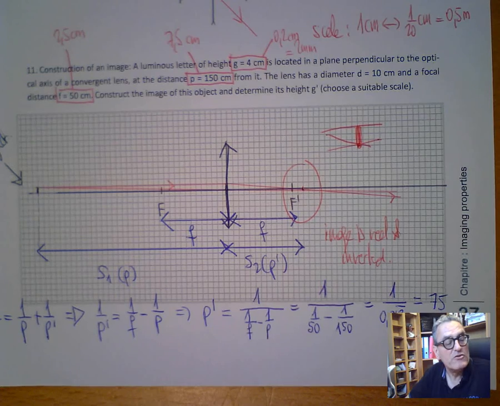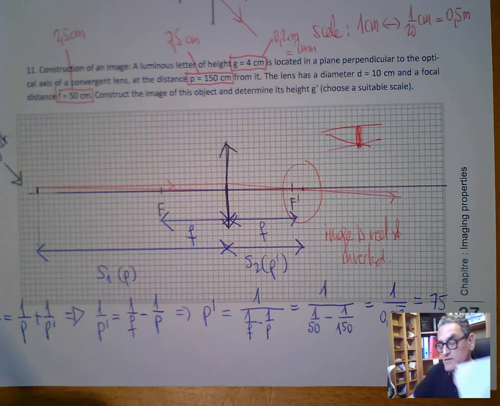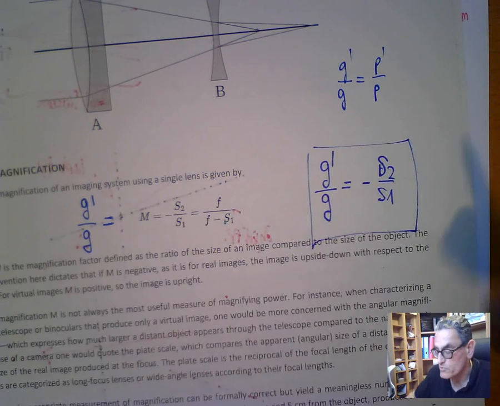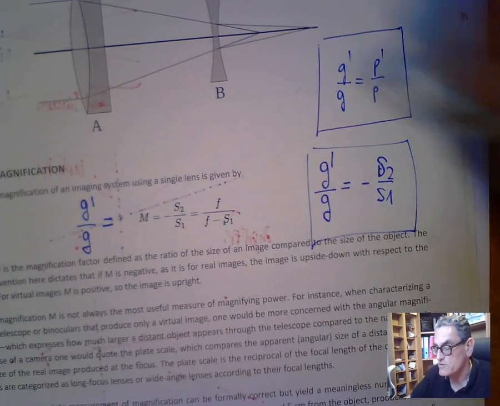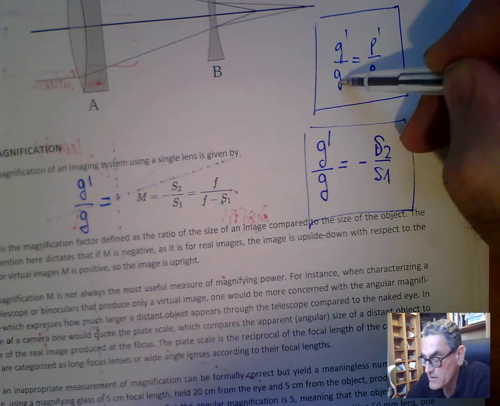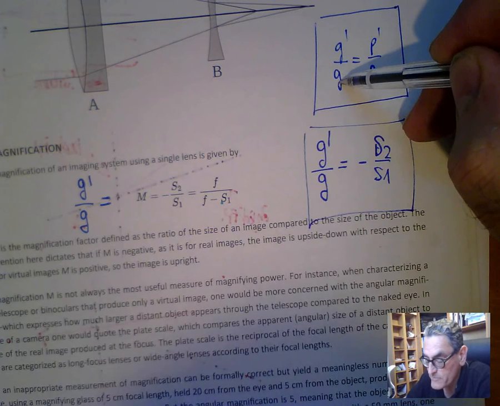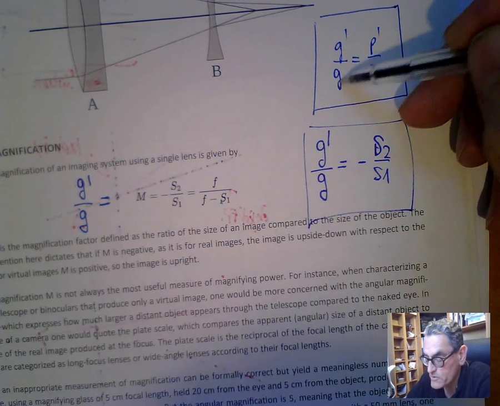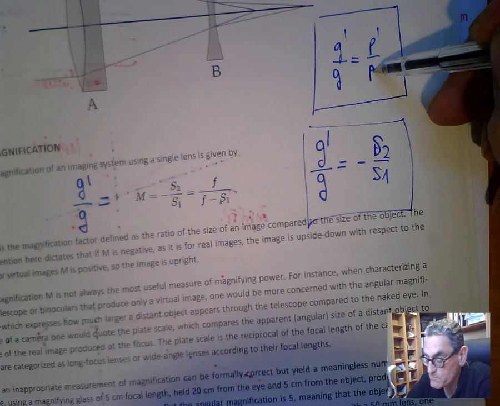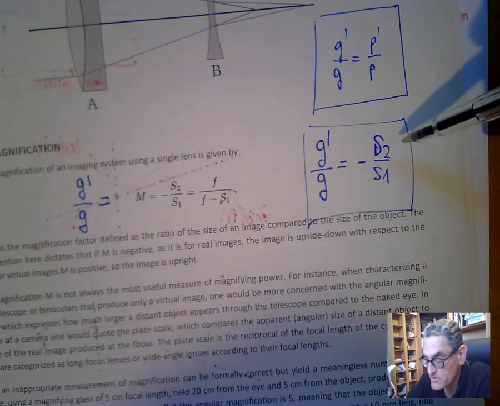Yes. Okay, there is another law for lenses. This is the so-called law of lenses, but there is another law which is called the magnification law. And the magnification law, you can write it in this way. I usually write it this way. G prime is the height of the image. G is the height of the object. P prime is the distance from the image to the lens. P is the distance from the object to the lens. And so these ratios are the same. Okay?